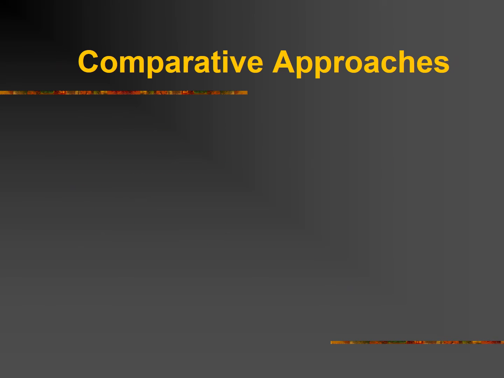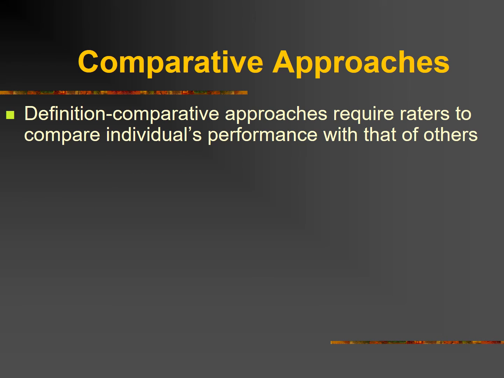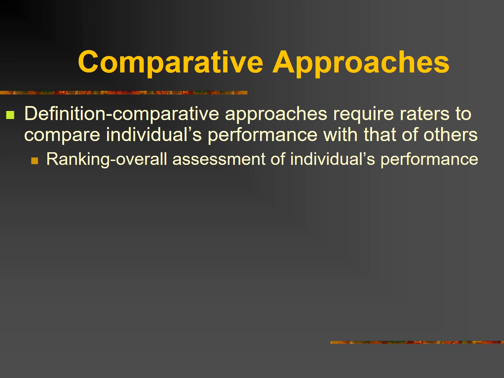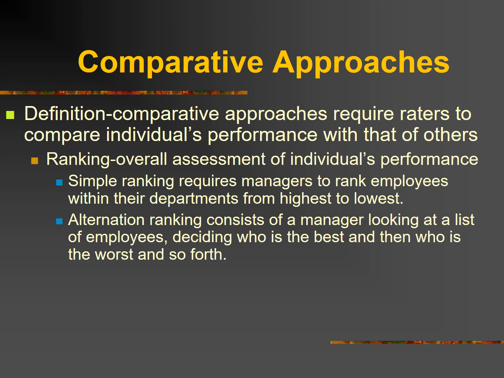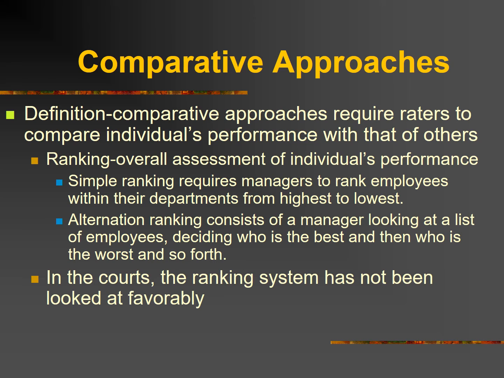Now, when we're talking about this comparative approach, as you require raters to compare with others, you are looking at the overall assessment of the individual's performance. Simple ranking requires you to rank the employees within your department from highest to lowest. Alternation ranking consists of a manager looking at a list of employees and deciding who is the best and then who is the worst and so forth.